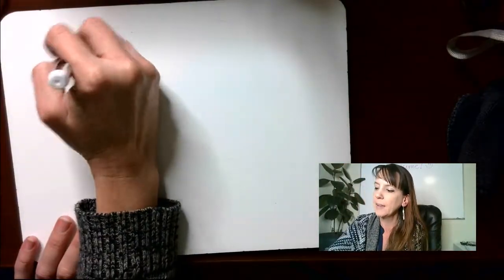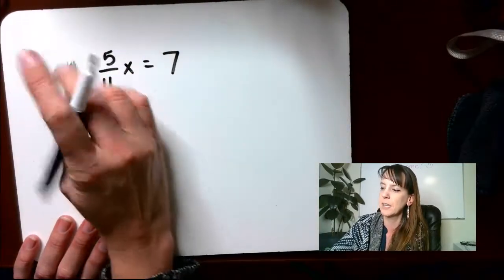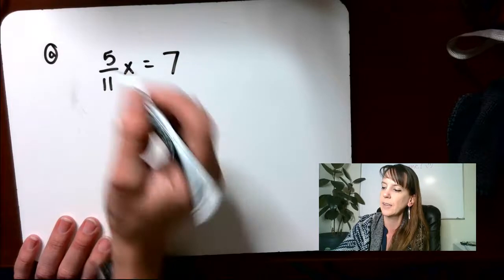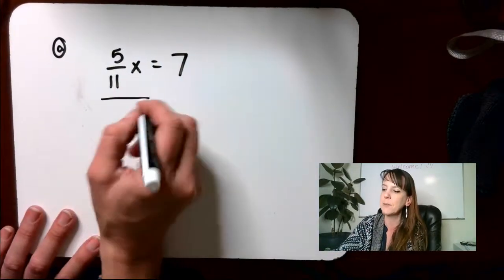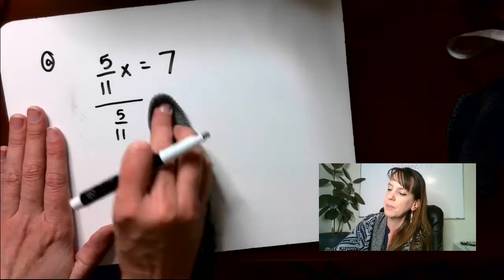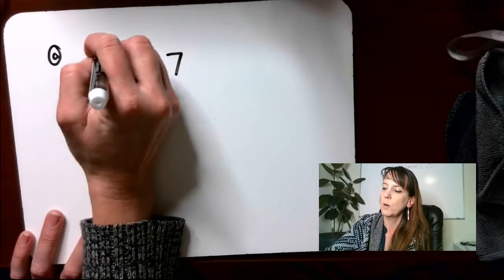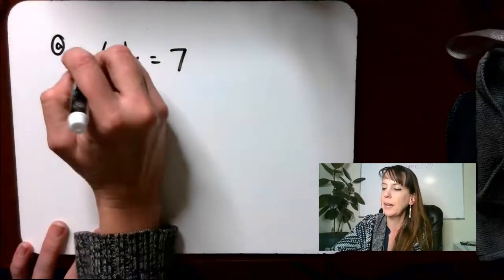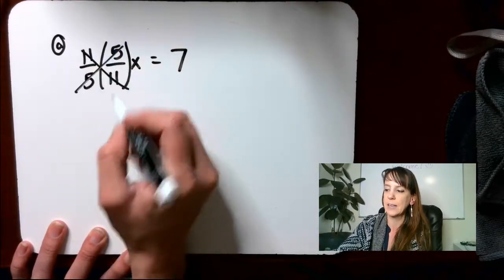So for A, we have 5 over 11x equals 7. I'm going to move this A over just to make life easier. So to get that x by itself, we are currently multiplying. The opposite of multiply is divide, but I don't divide fractions. We don't do that, right? We multiply by the reciprocal. So I'm going to take this and multiply by 11 over 5. That way these cancel out and I get that x by itself.